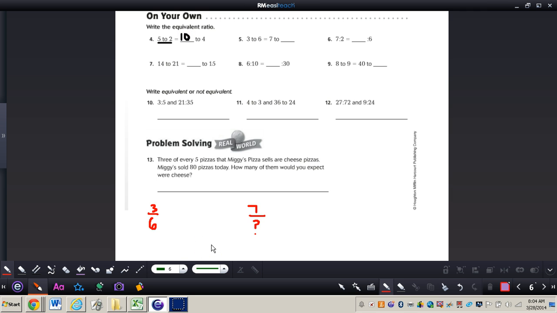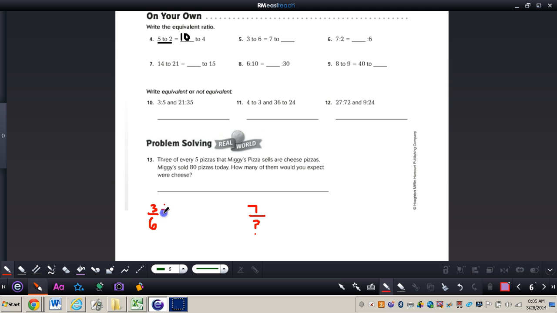Now number 5 is a little bit different because it's not like number 4 in that we can just easily see that we multiplied 2 by 2 in order to get to 4. So whenever we have something like this, 3 to 6 and 7 to what? Now there's nothing that you can multiply by 3 in order to get to 7. So what you have to do here is simplify this ratio to its simplest form.